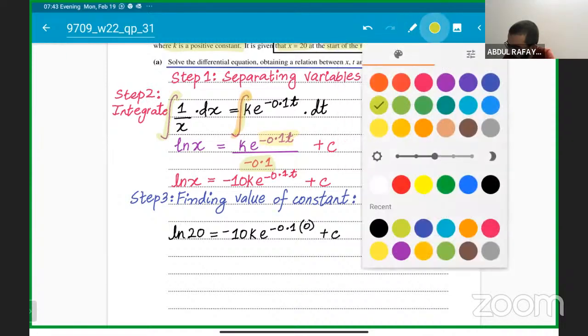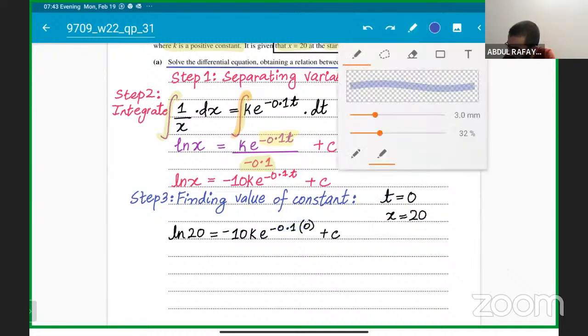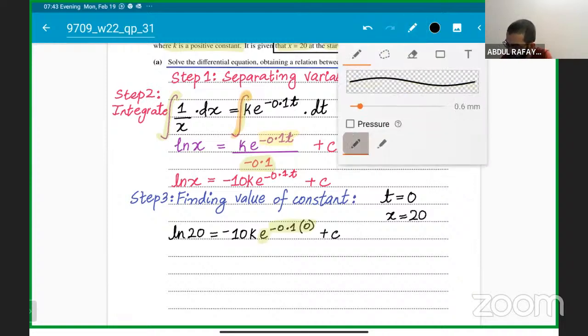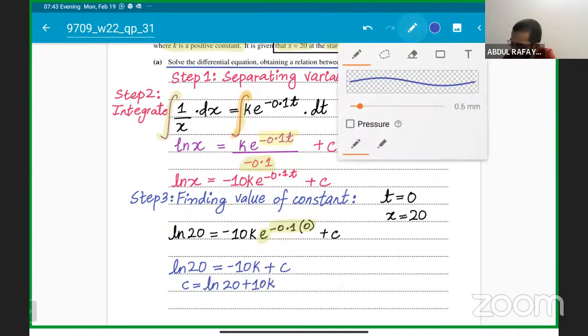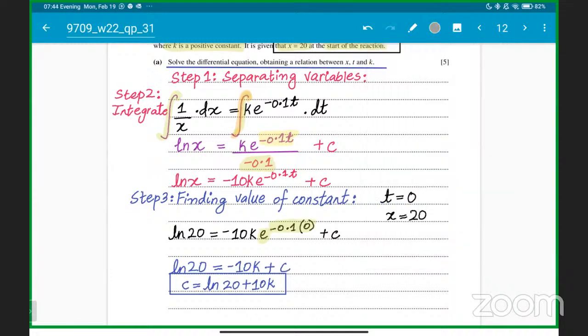Negative times 0 will be 0 and e power 0 is always 1. So here we go, ln 20 is equal to negative 10k plus c, which means c is equal to ln 20 plus 10k. How many got this, guys? Everyone understood? c is equal to ln 20 plus 10k. Not difficult, right?